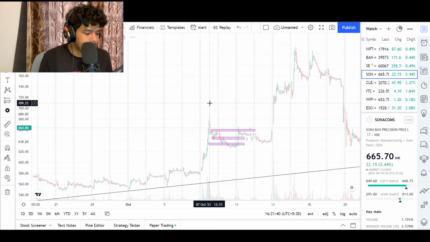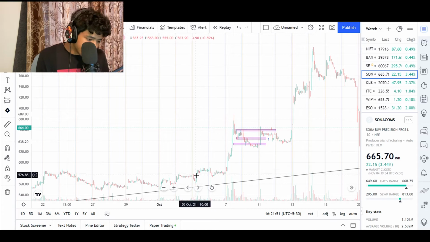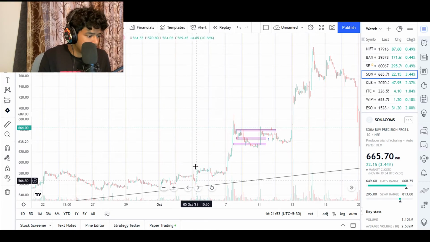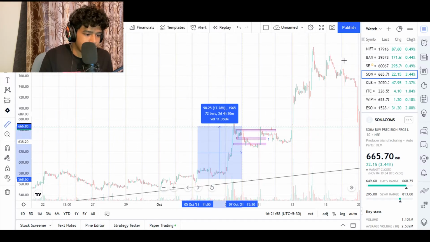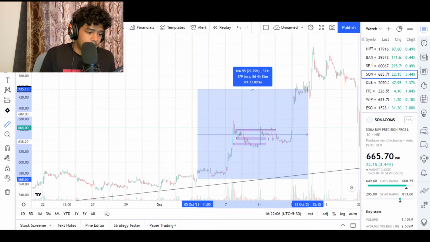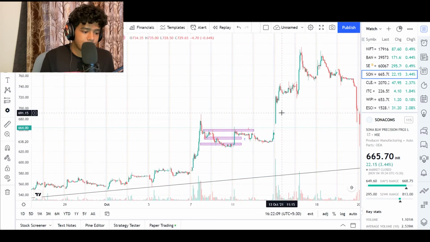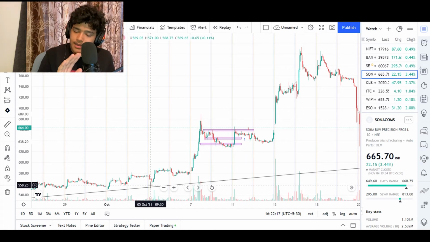I had entered at around this 560, 570 range. As the stock took a high wick rejection from here, I entered somewhere around here, and my exit was somewhere around this range right here, when the stock came to the 740 range. So this was my strategy in this trade: high wick rejection from the trend line that it was following. Entered, two upper circuits, done, exited.